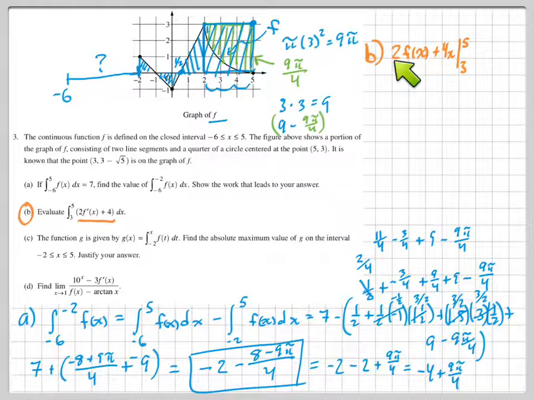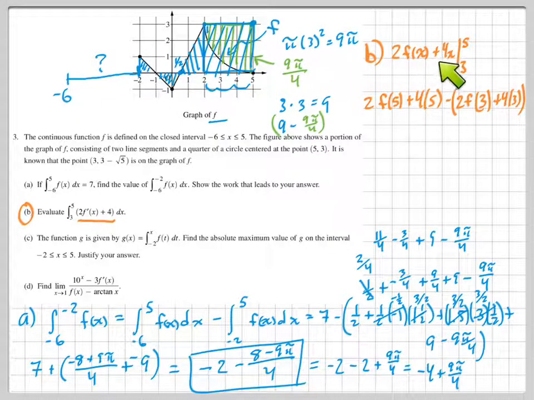The 2 does nothing. He's a scalar. You could ignore him. And then the antiderivative of 4 is 4x. And so then I'm going to plug in the 5. Then I'm going to subtract, and then I plug in the 3. And so this is what it looks like. It's important to note that our result has a plus sign. So when you do minus, make sure you have the parentheses on there so that the minus sign distributes to both of those.